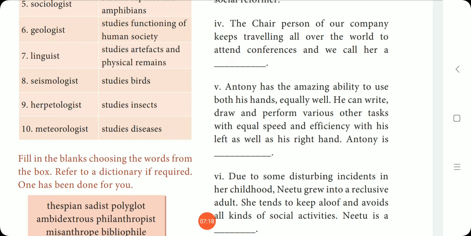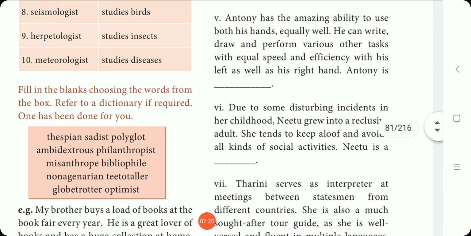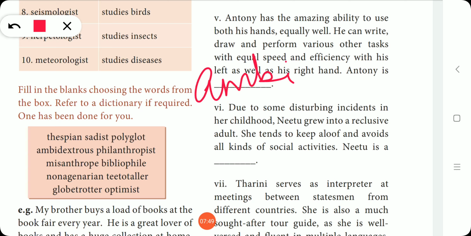Next one. Anthony has the amazing ability to use both his hands equally well. He can write, draw, and perform various other tasks with equal speed and efficiency with his left as well as his right hand. So Anthony is, we call them, ambidextrous. See, here it is.